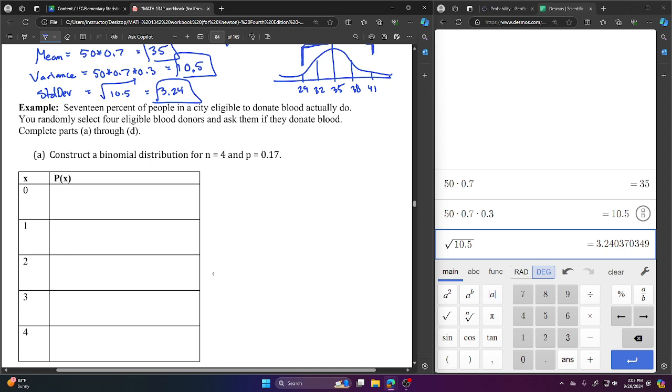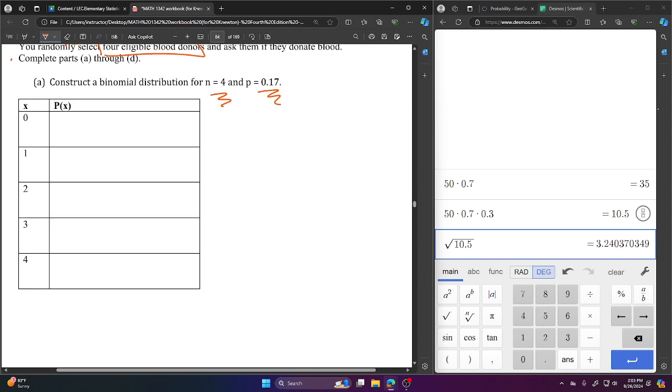So one last problem. 17%. Wait, they already said it. People are eligible to donate blood. We select 4 people. There's your 4. What's the probabilities?